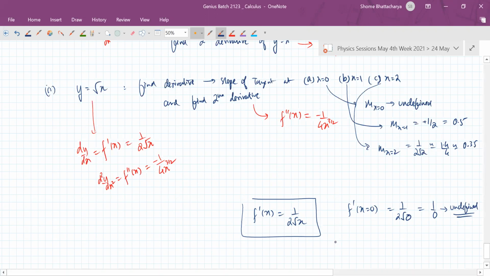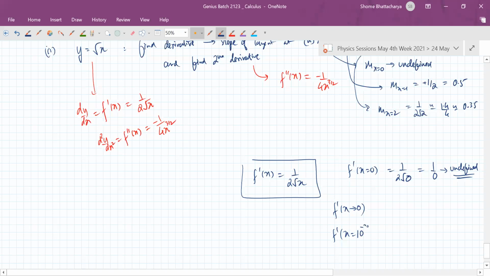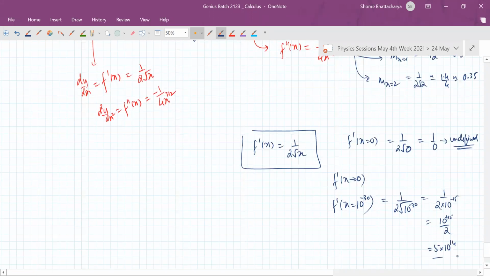Okay, but if I say f prime at x tending to 0, so then it's like I'm trying to calculate f prime at x equal to, let's say, 10 raised to minus 30. So that is 1/2 into the square root of 10 raised to minus 30. So that is 1/2 into 10 to the power minus 15, so that's 10 raised to plus 15 by 2. So that is nothing but 5 into 10 raised to 14. Now that's a huge number. So this we can say tends to infinity.